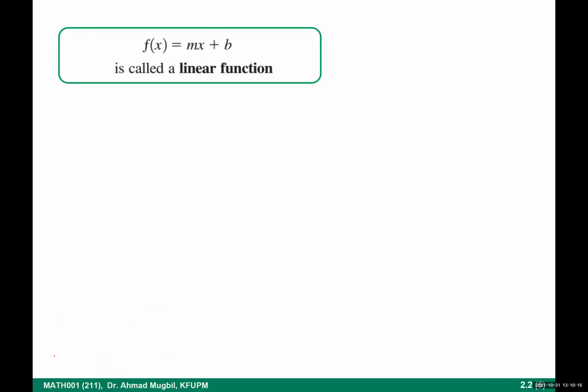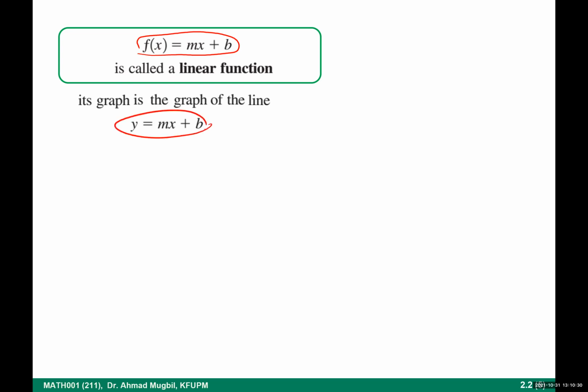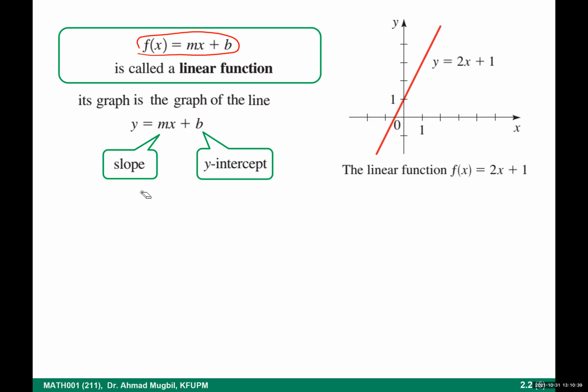The easiest functions to start with are the linear functions. So this is called the linear function. And in fact, its graph is what? The graph of this is a line, y equals mx plus b. What is m? The slope. What is b? The y-intercept. Let's take an example. This is, of course, y equals 2x plus 1. The slope here is 2, and the y-intercept is 1.